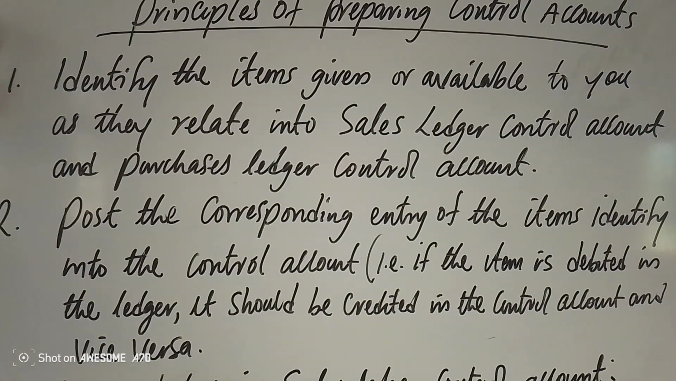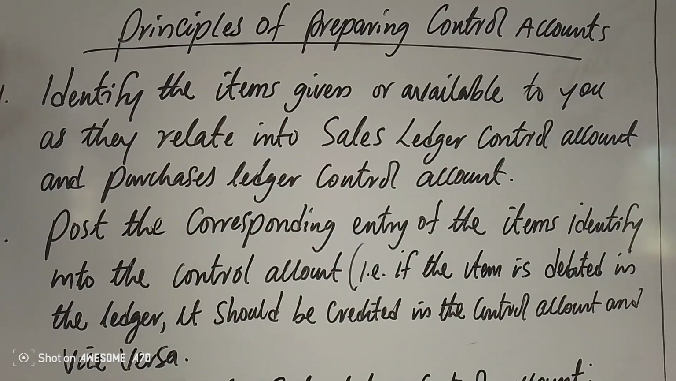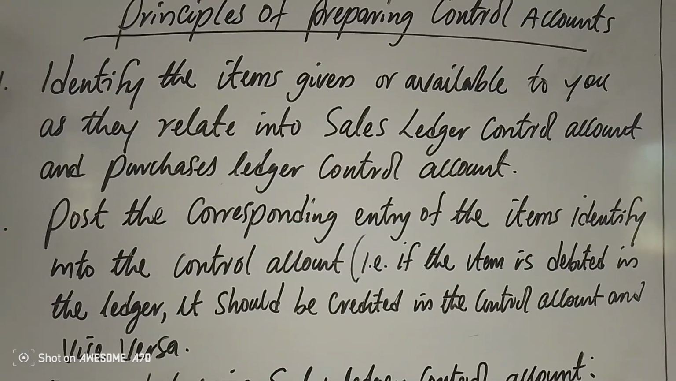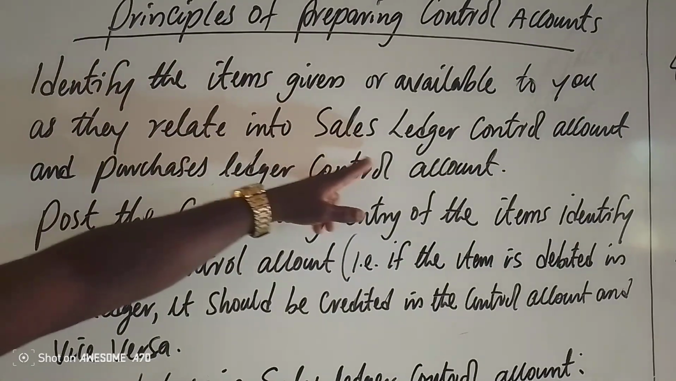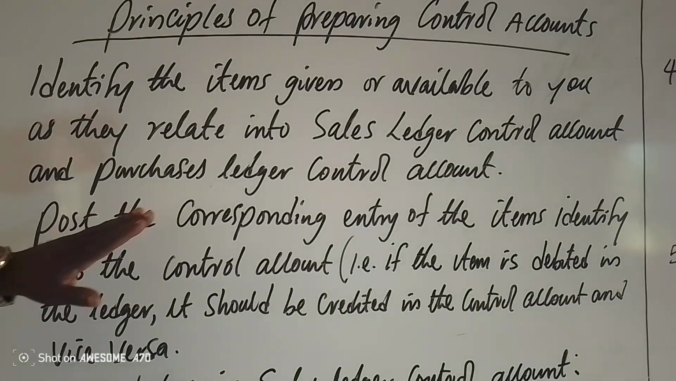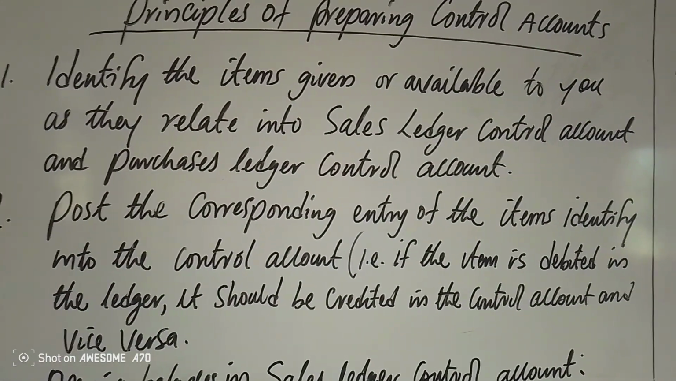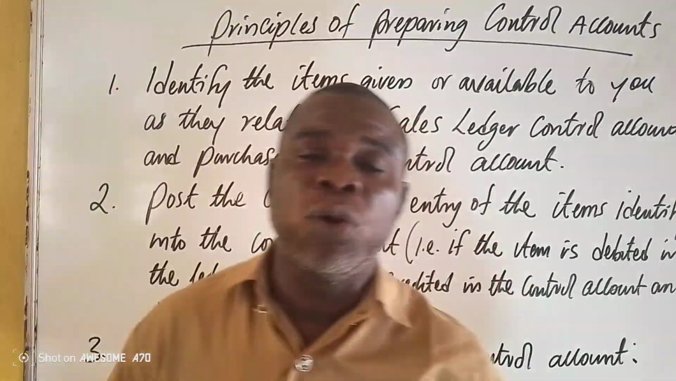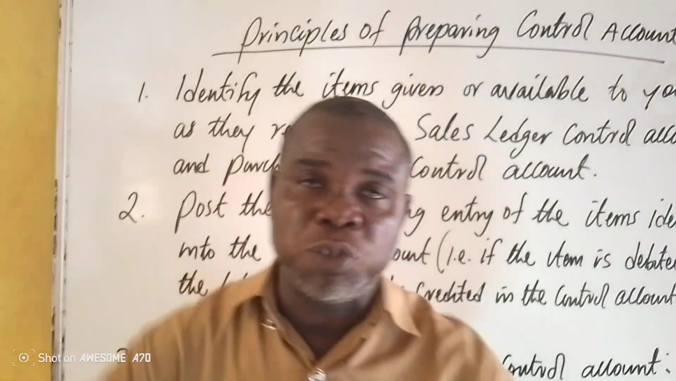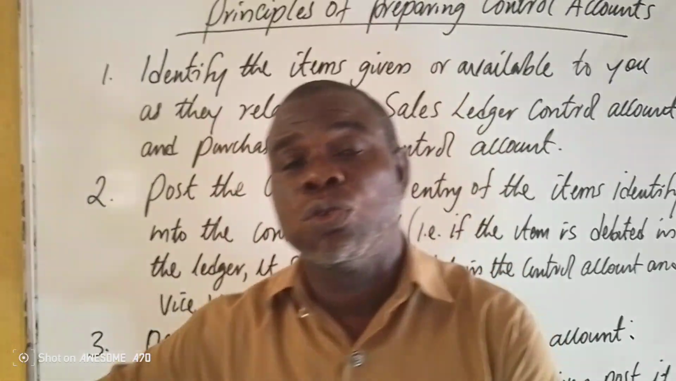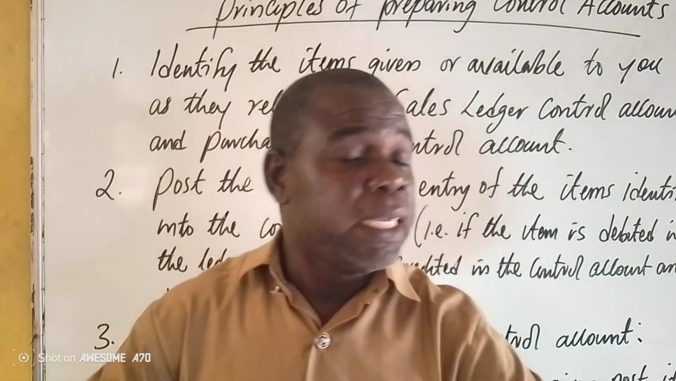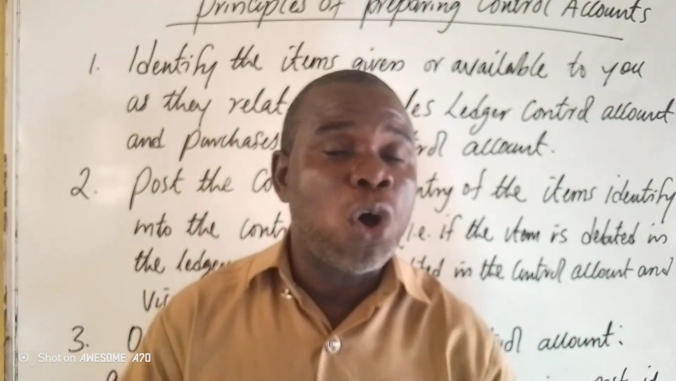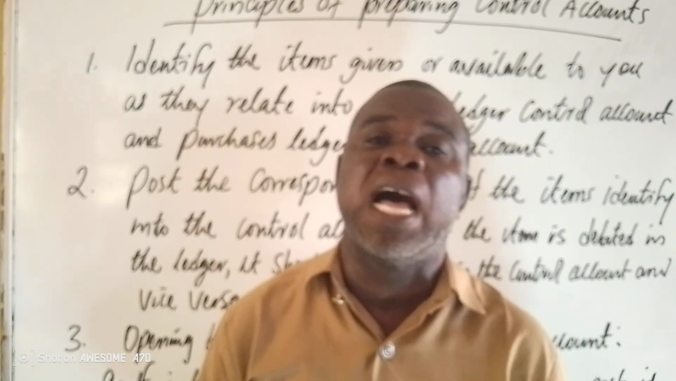Here, principle 1, we say, identify the items given or available to you in the control account question, or anyhow you see it, as they relate to either sales ledger control account or purchases ledger control account. First, in a given question, you know that the items must be grouped together. As you are trying to group them, you know that they will either relate to purchases or sales.